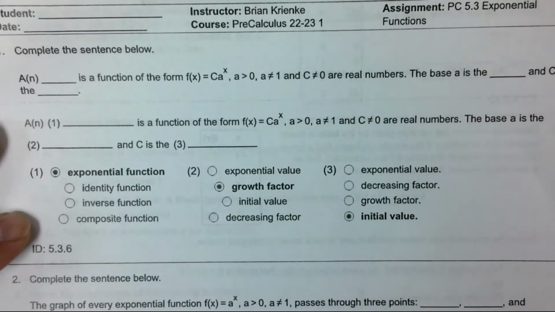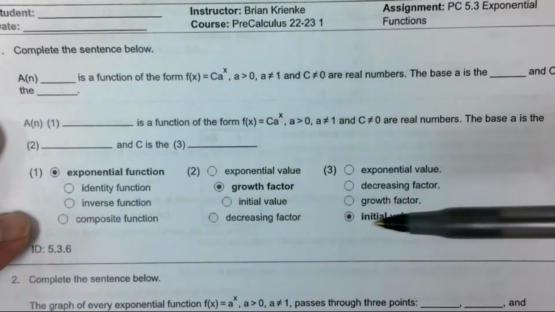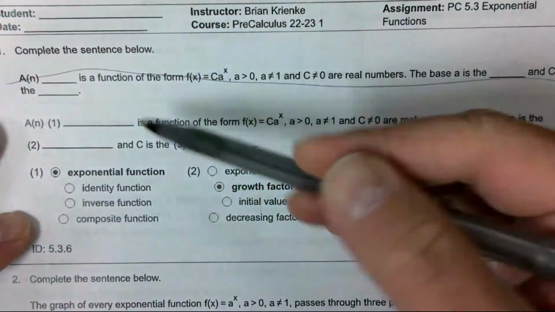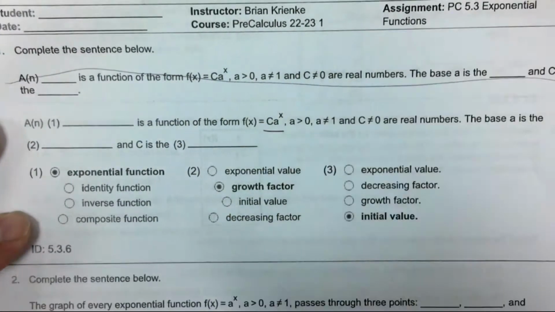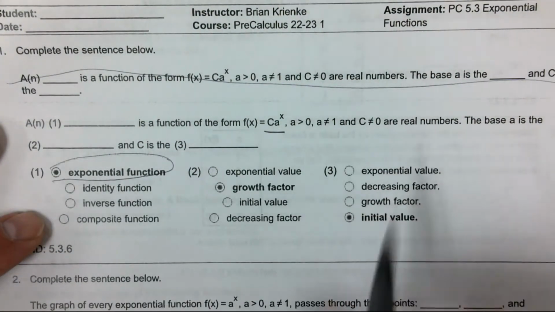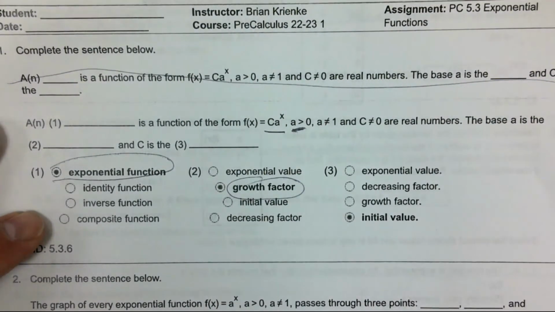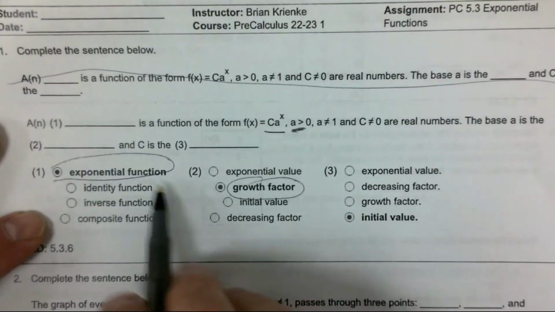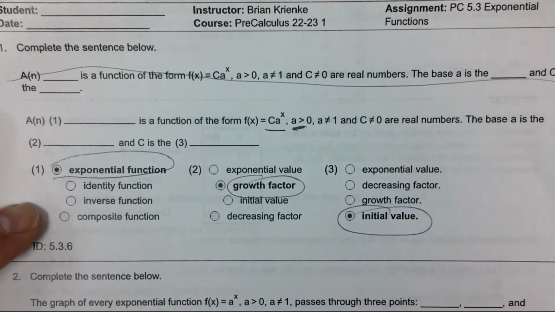Okay, so let's start with our problems. On the very first one, it's a definition. It's listed twice because it's multiple choice. So if you want to mark out the top, you can. A blank is in the form c a to the x. That's exponential. And the a is the growth factor because it's greater than 0. And the c is the initial value. So that means the y-intercept.